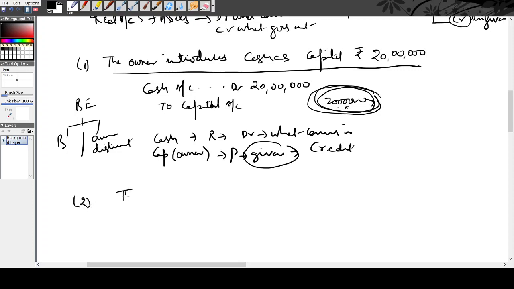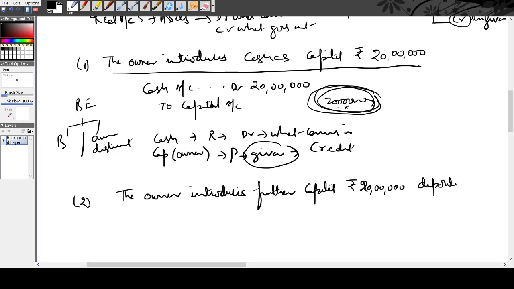Let us say the owner introduces further capital. He is investing some more money into the business. It requires a lot of money. Let us say rupees again 20 lakhs, but this time it is deposited in the bank account of the business.